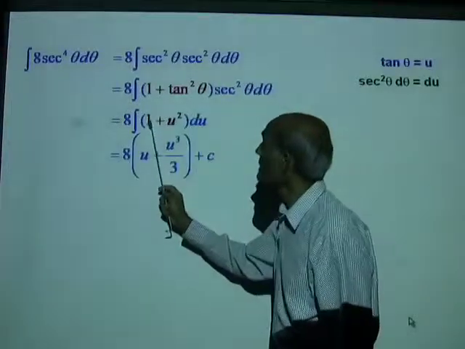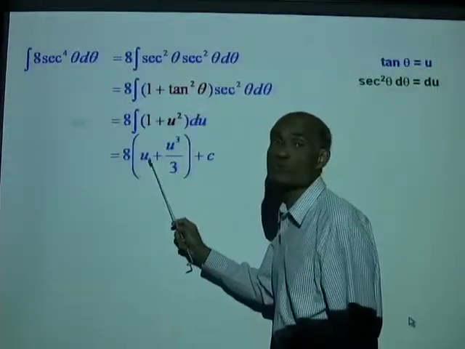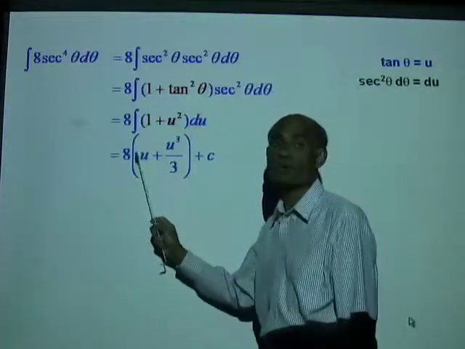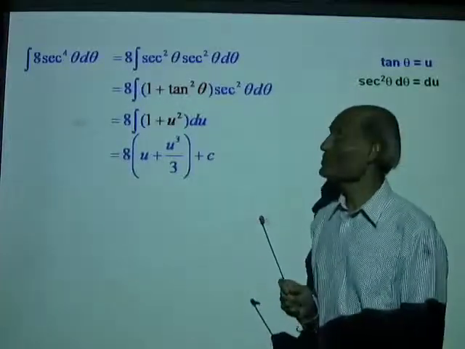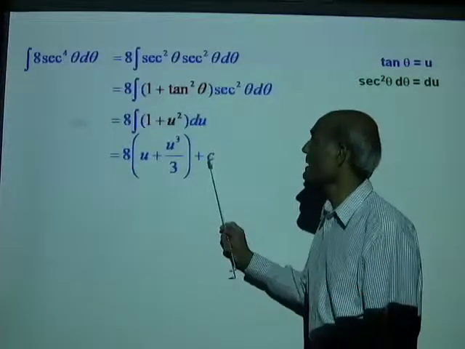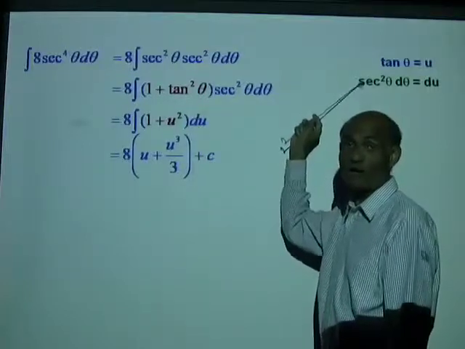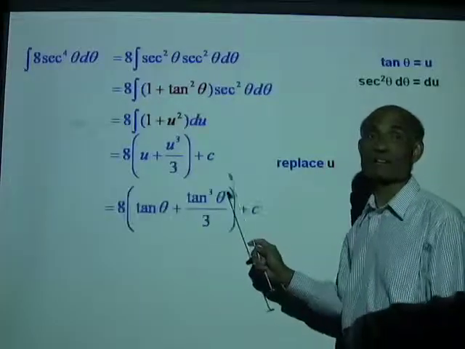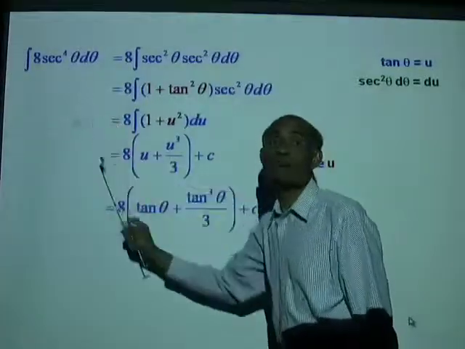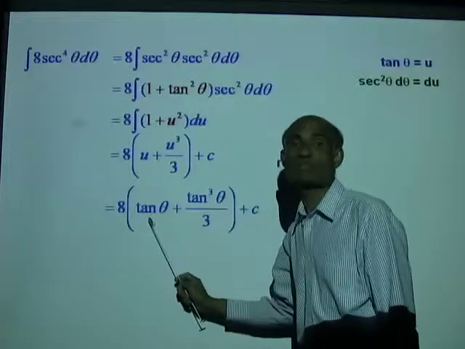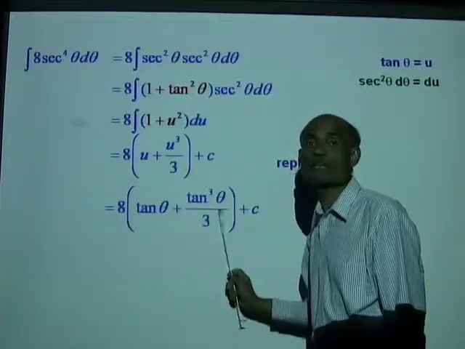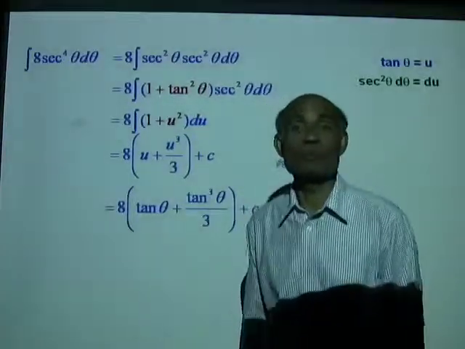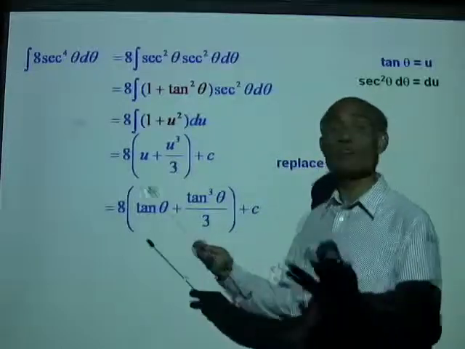Alright, now that will be integral 1 du is u plus integral u squared du is u cubed over 3. So that will be 8 times u plus u cubed over 3 plus c. Well, we bring back our substitution. What is our u? u is tan theta. So the value of that integral is now 8 times tan theta plus tan cubed theta over 3 plus c. But again, this is not the result that we want. We want the result in terms of x.